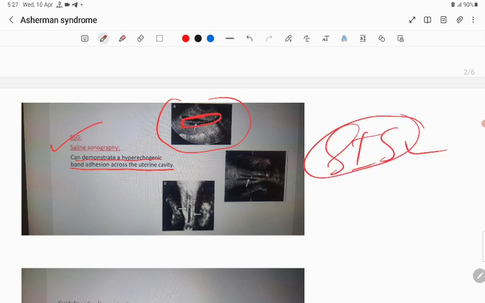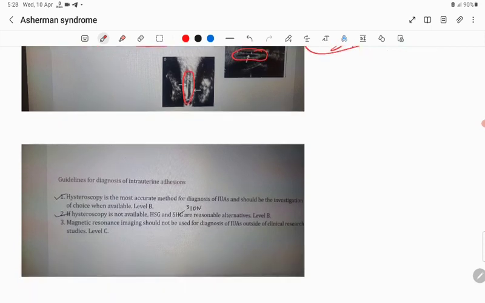If you are doing a saline infusion sonography, you can demonstrate a hyperechogenic band of adhesions across the uterine cavity. Here also you can see a hyperechogenic band of adhesion across the uterine cavity. Remember, these are very important points.